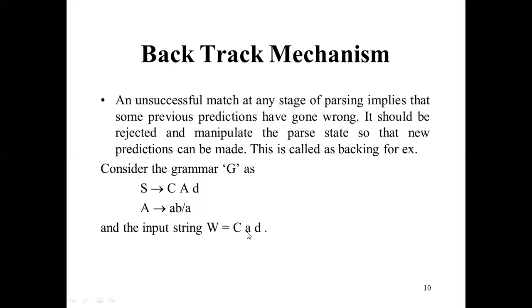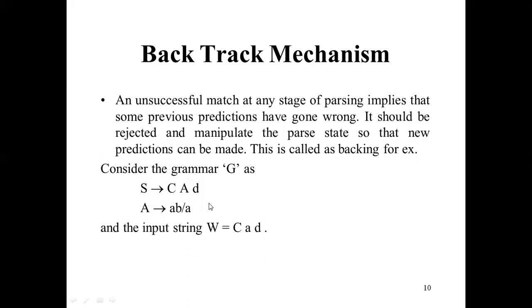The pass is unsuccessful. If we choose AB, then the output will come capital C, and then A is replaced by AB. So capital C, AB, then D. It means this is not matching. The first character C is matching, but here it is AB if you choose this option, so this is an unsuccessful match and we will return again.